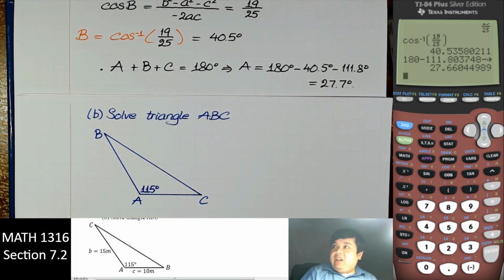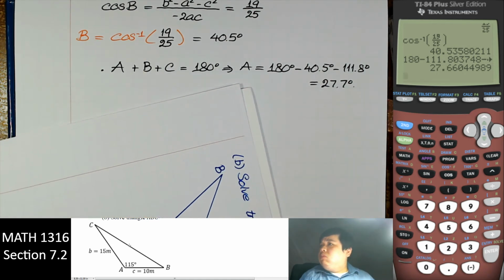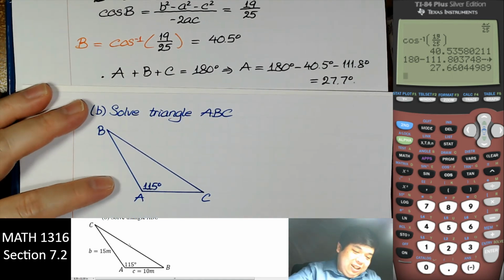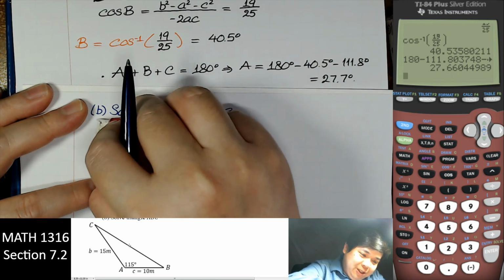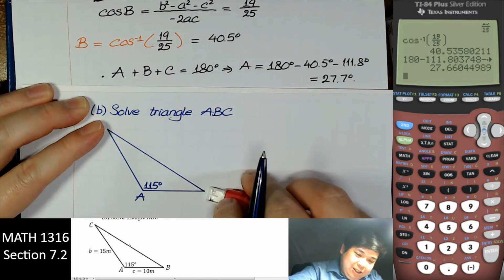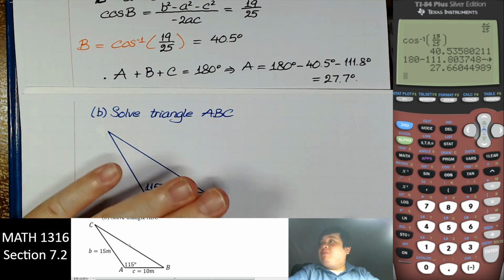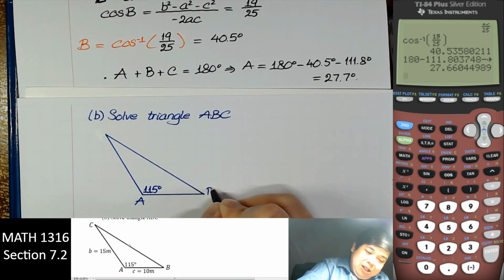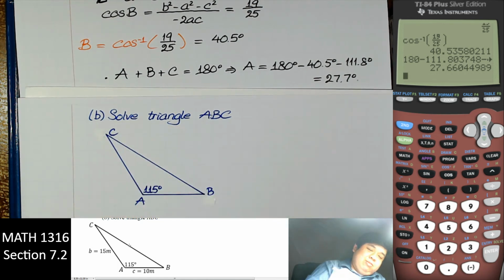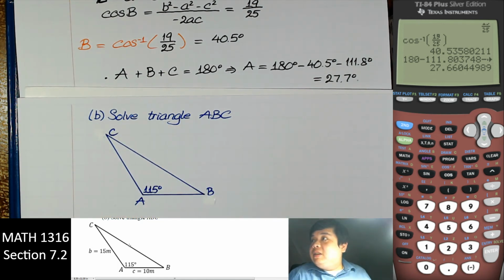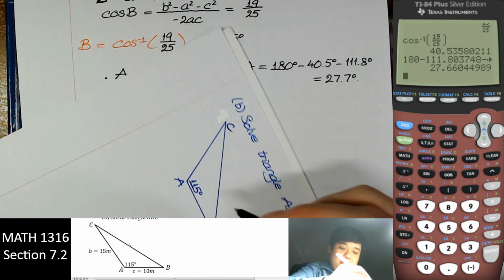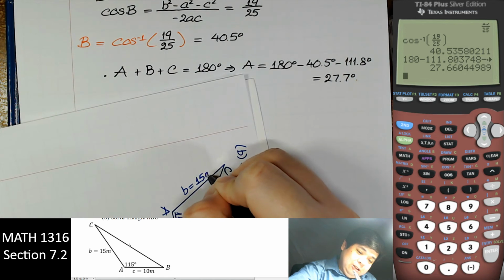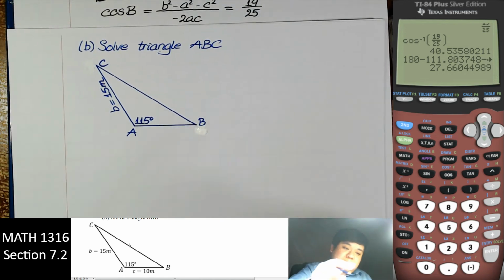That is, angle A is given. Usually I put them so that in this case, B is here and C is there. Right. B is 15 meters, and C is 10 meters.